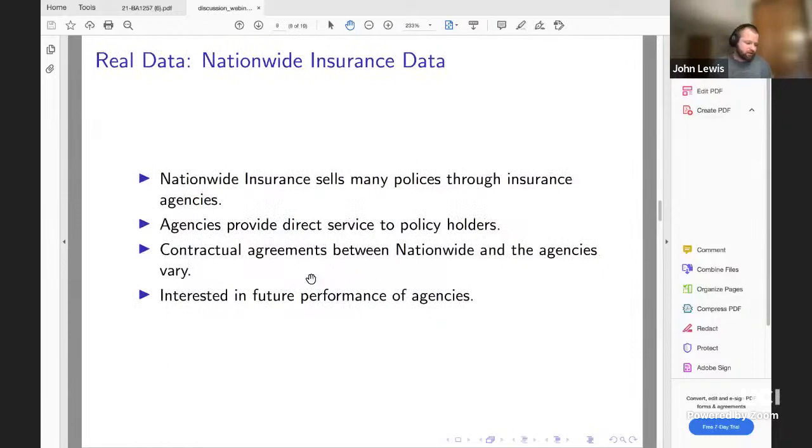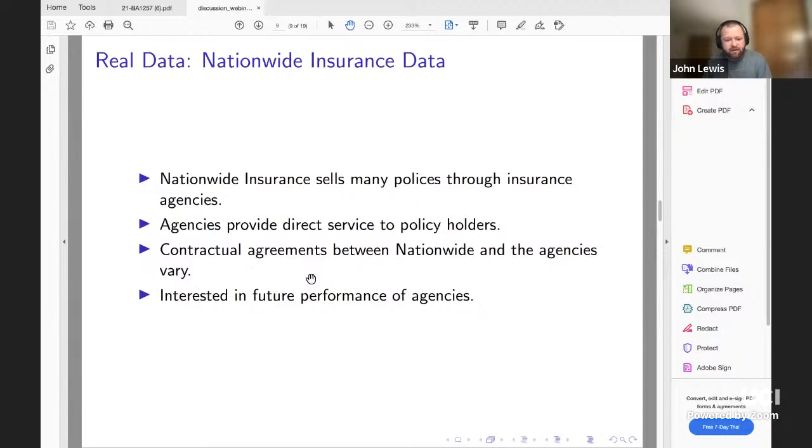And so let's get to some interesting data analysis, now that we know how to fit these models. Steve mentioned the Nationwide Insurance Company, and they sell many policies through insurance agencies. I believe it's just in the United States, where they're pretty well known. Their main headquarters is right where we are, in Columbus, Ohio.